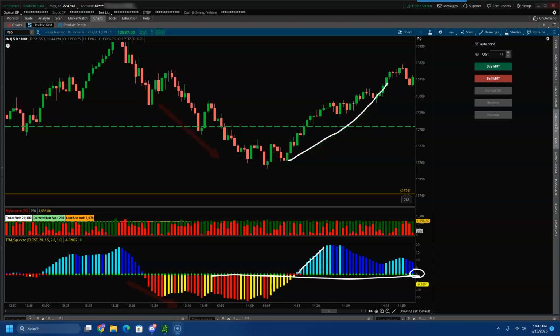And when the histogram is red and it's below zero, that generally means the prices are moving down, okay? And when the prices are moving from this stretched level back towards zero, that also indicates that the downside pressure is dying down and the prices are likely to move back up, right? So that's the indicator, okay?